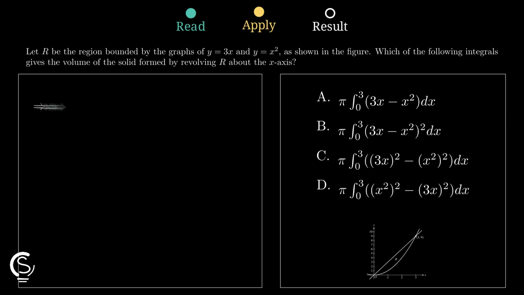Next, identify the outer and inner radii. Since 3x is above x squared on this interval, our outer radius is 3x and our inner radius is simply x squared.